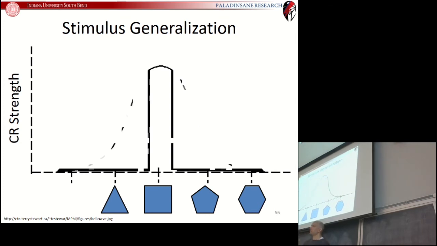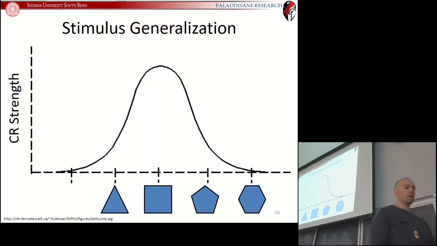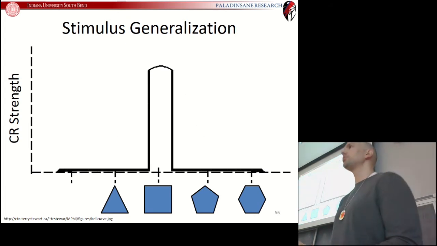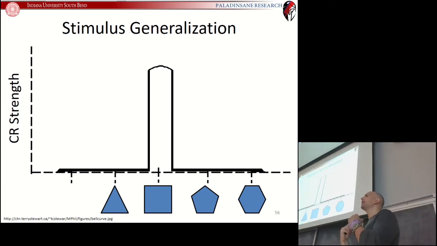So again, it's a very powerful tool, especially if you're dealing with organisms that cannot communicate, like animals, maybe very small children. You can still use this stimulus generalization tool to get at how they are thinking, how they conceptualize these different stimuli. All right, so that's stimulus generalization.